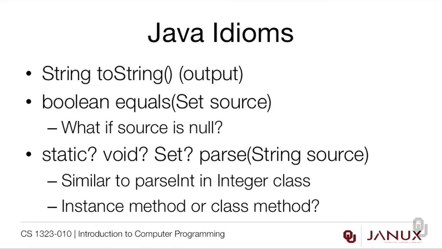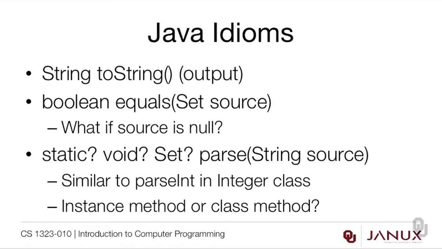If we consider a method called parse that will take a string and create a set object, we might want to consider what its signature should look like. So certainly the parameter is going to be a source, but should it be static or not? Should it be void? Should it return a set? Any one of these is possible. For example, we could make it similar to the parseInt method in the integer class. In that case, it would be static and it would return a set.